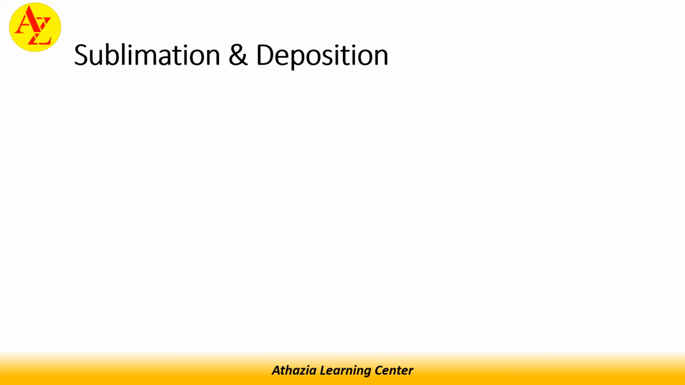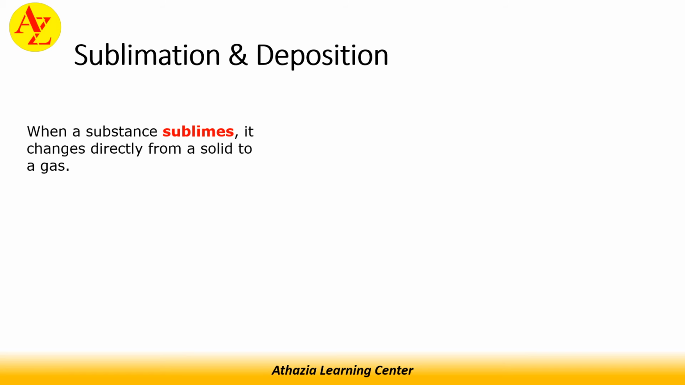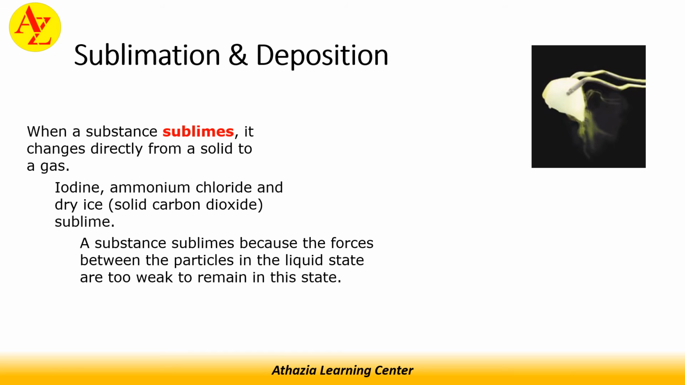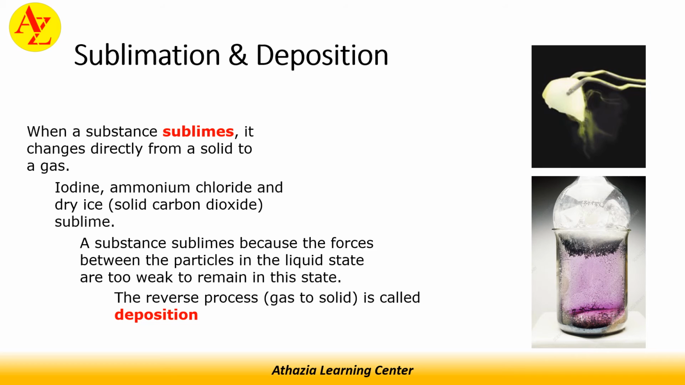Next is sublimation and deposition. When a substance sublimes, it changes directly from a solid to a gas. Iodine, ammonium chloride, and dry ice (solid carbon dioxide) sublime. A substance sublimes because the forces between the particles in the solid state are too weak to remain in this state. The reverse process, gas to solid, is called deposition.